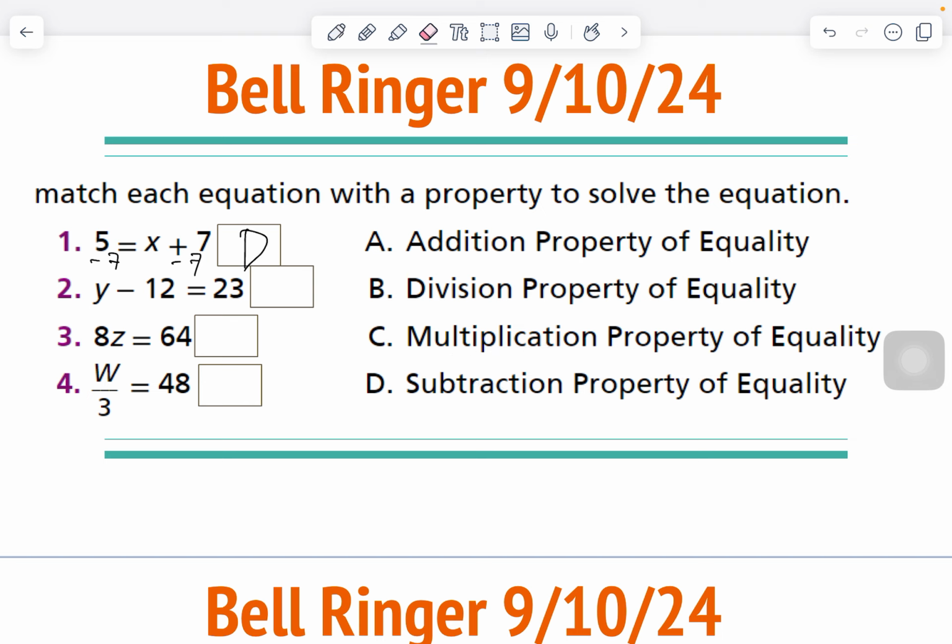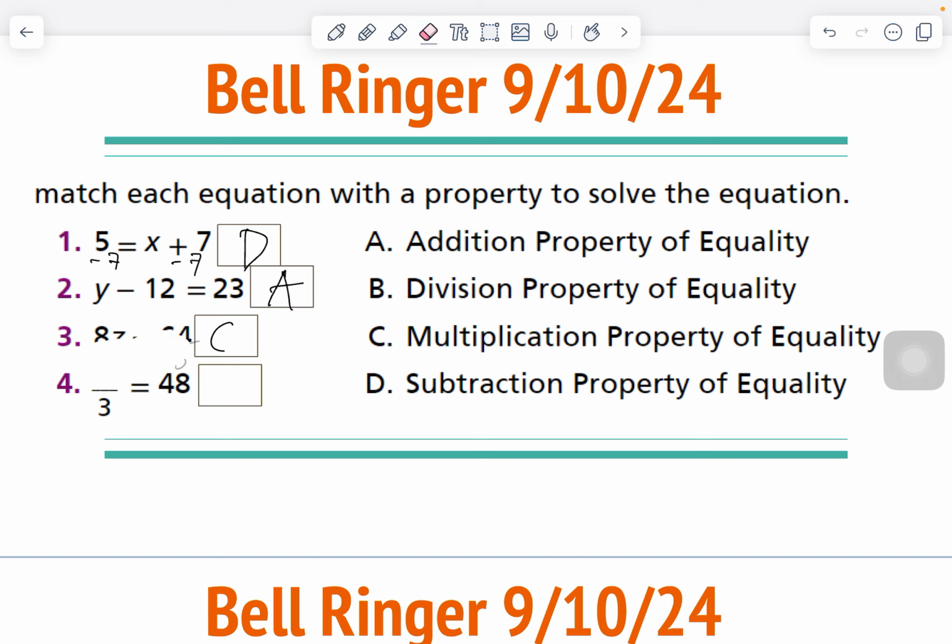Next, for number 2, what do we do to have the value of y? We add 12 both sides, correct? Why did we add 12 both sides? To have y only on this side, to find the value of y. So we use the addition property of equality. And next we have this. We divide that by 8, right, to find the value of z. So that is your multiplication property of equality.